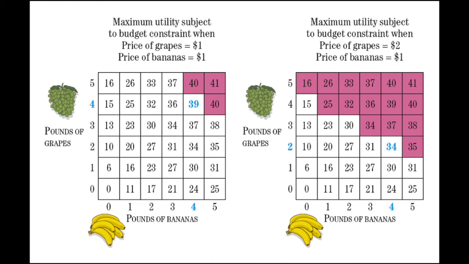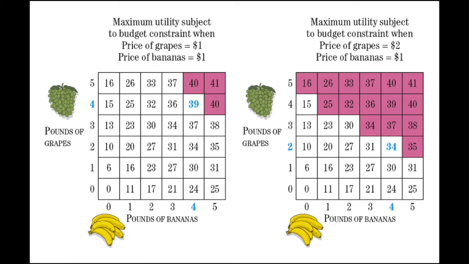The graph in figure 5.4 shows the utility maximizing combination. It's 4 pounds of grapes and 4 pounds of bananas, given that the prices of grapes and bananas are $1 per pound. On the right side of figure 5.4, the utility maximizing combination is 2 pounds of grapes and 4 pounds of bananas, because the price of grapes increased to $2 per pound.